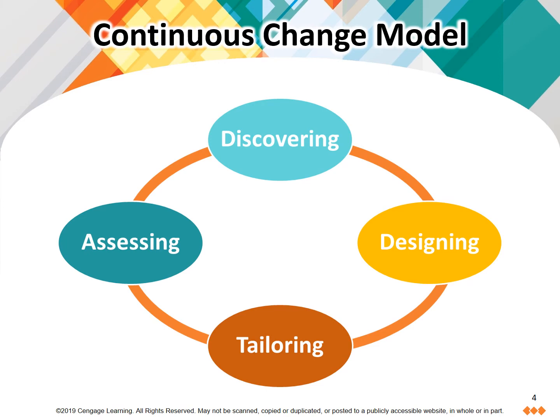Next, we're looking at the continuous change model. This model itself looks more simplistic than the remaining models that we have already covered, in that we have discovering, designing, tailoring, and assessing. In reality, this is one of the more complex models because of the complexity going between the different phases, and also that the idea is that this is a continuous cycle of constant feedback, constant data gathering, and constant movement between the different phases.